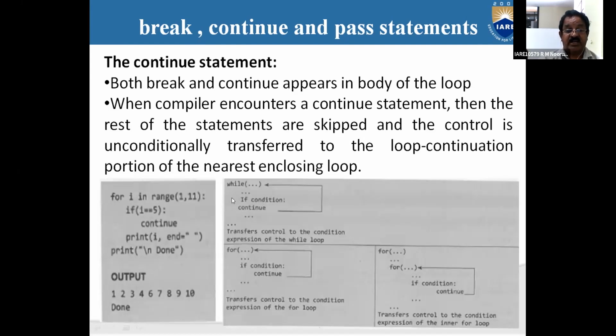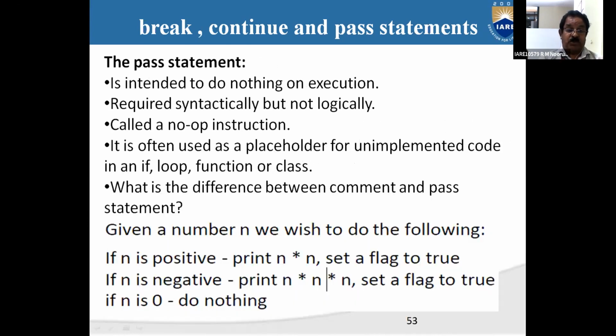Whereas in case of continue, whatever statements follow that continue are going to be skipped. The rest of the statements are skipped, and control is unconditionally transferred to the loop continuation portion of the nearest enclosing loop. Right? That's how you make use of the difference between the break and the continue statement, and the pass statement, which you already saw.